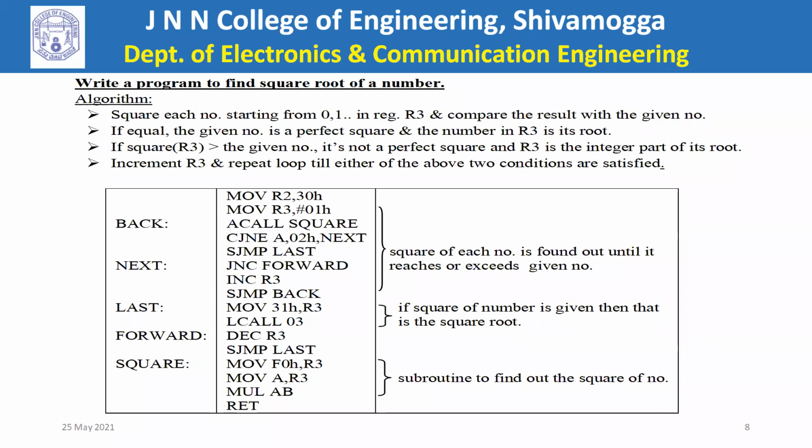So every time you have to compare. Suppose there is no carry, it means the square is greater. That is why you have to decrement once, and that is the value. Suppose there is a carry, increment R3 and you have to repeat. So this is called finding the square root using the perfect square method.